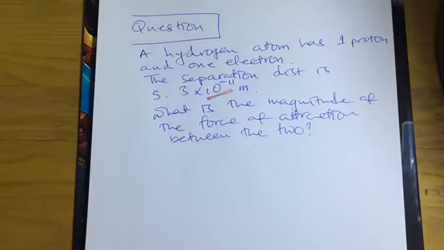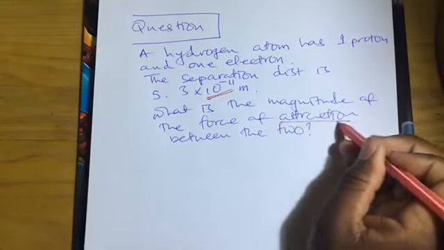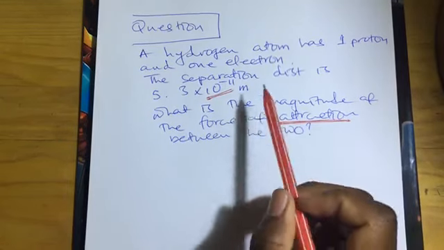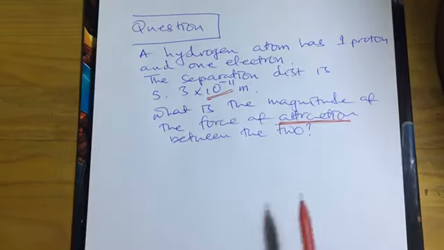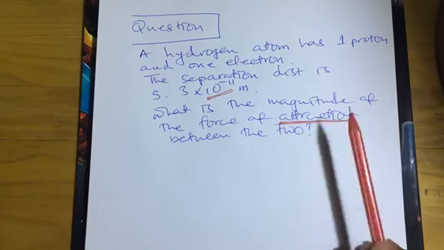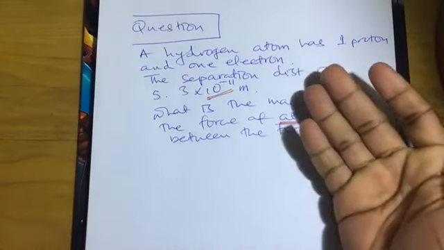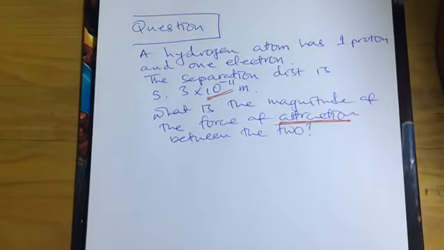Now, I have a question. Why do you think they have used the word attraction? Why are they so sure that there's going to be an attractive force between the proton and the electron? Just quickly comment. What makes you think there's going to be an attractive force between an electron and a proton? Why do you think the two are going to attract?